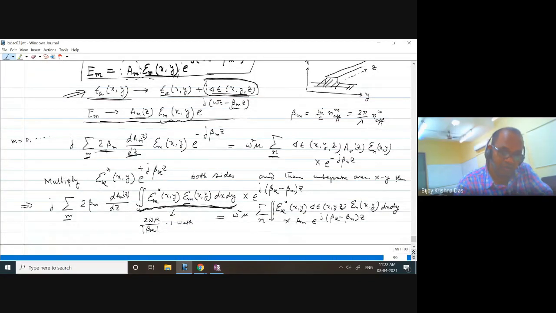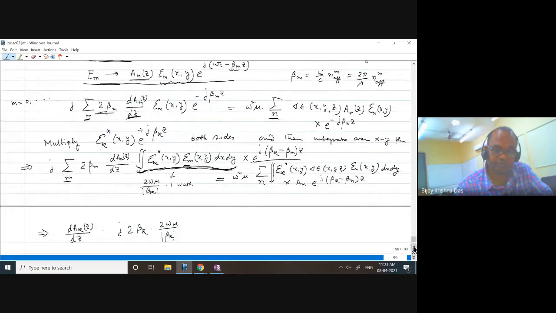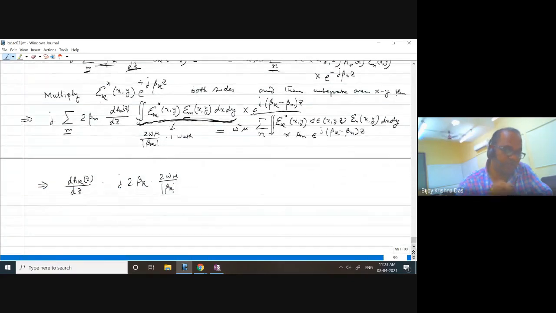And what about this exponential term? Because beta k equal to beta m, only then it will exist. So this will become 0, e to the power 0 means 1. So that exponential term will not be there either. Okay, so the left hand side is fine.